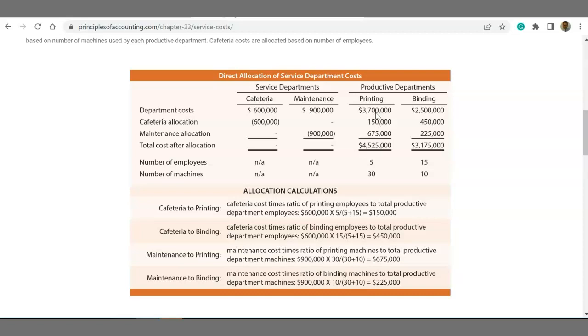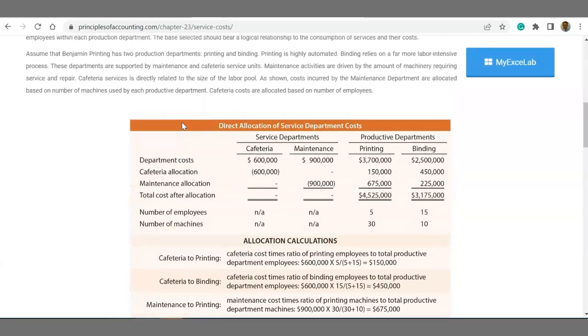So department cost for printing is $3.7 million. Cafeteria allocation is $150,000. Maintenance allocation is $675,000. Total cost after allocation is $4.5 million. For binding, the same thing, it's like 3.175 million. So this is the direct method, okay?